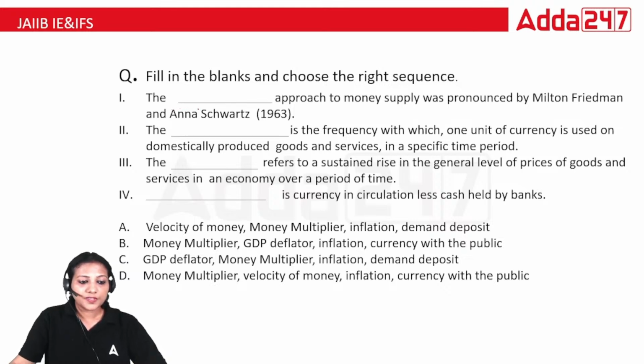So the first point is dash approach to money supply was pronounced by Milton Friedman and Anna Schwartz, and this was money multiplier. Second is the dash is the frequency with which one unit of currency is used on domestically produced goods and services in a specified period of time. This is known as velocity of money.